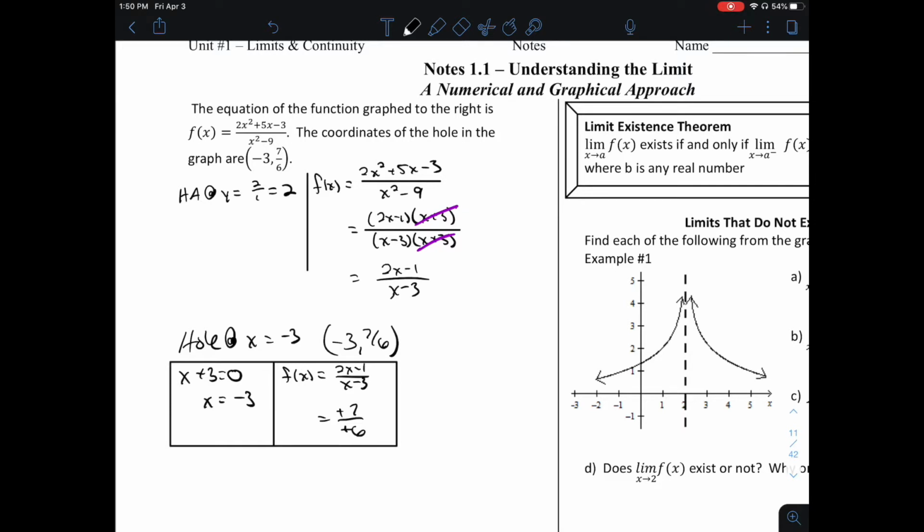To find the vertical asymptote, you take any uncanceled factors in the denominator, you set it equal to 0 and solve it. So we would set x minus 3 equal to 0. So that means vertical asymptote at x equals 3. To find the zeros of the function, you take any uncanceled factor in the numerator, set it equal to 0 and solve it, and you're going to find that's 1/2.